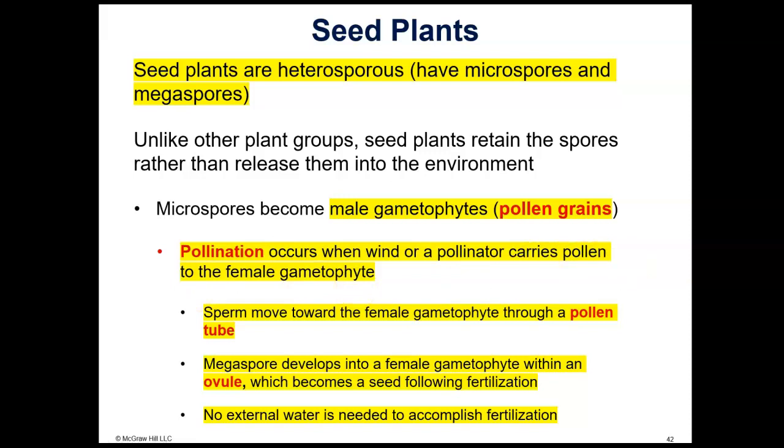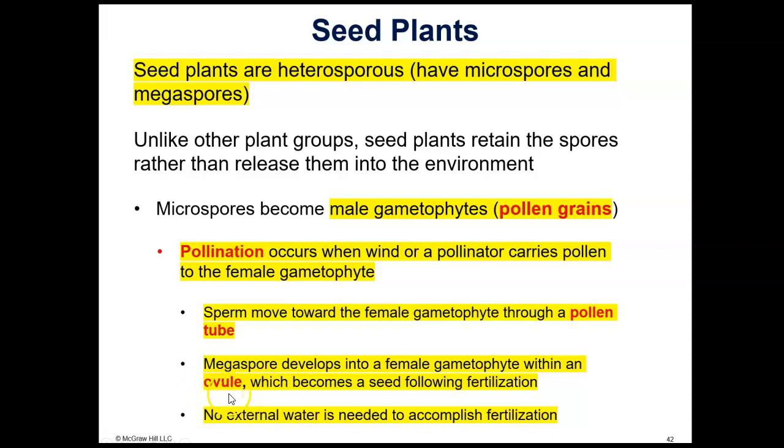And the female gametophyte is found within the ovule of the flower. Well, it would be the flower if it was a flowering plant, but it's within the ovule. The structure is called the ovule.